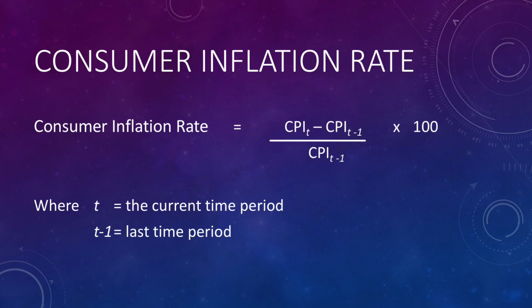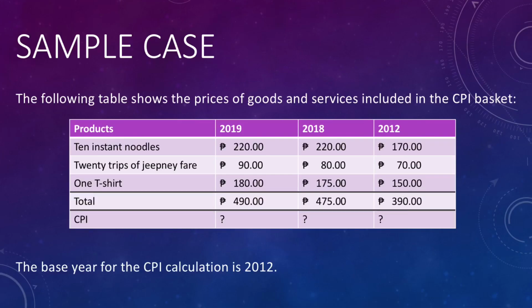After calculating the CPI, we can now proceed to calculating the inflation rate based on the composition of the CPI. Consumer inflation rate is equal to CPI of T minus CPI of T minus 1, divided by CPI of T minus 1, times 100, where T is equal to the current time period, T minus 1 is the last time period. Let us refer to the following sample case for an illustration.